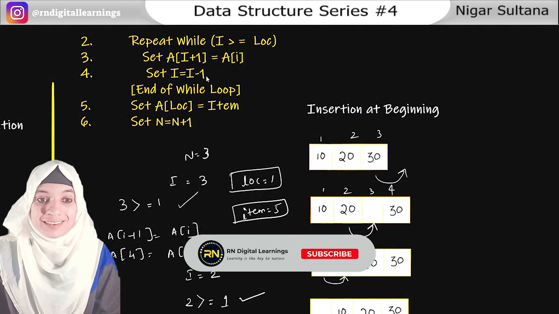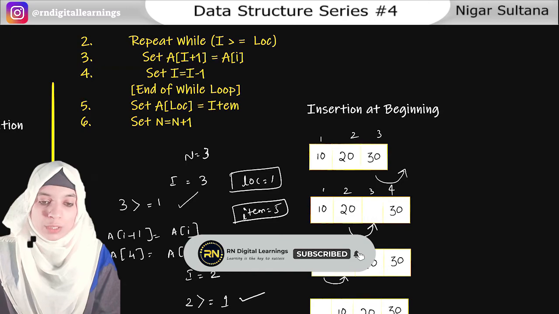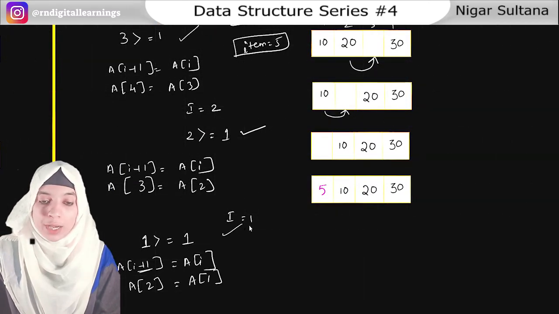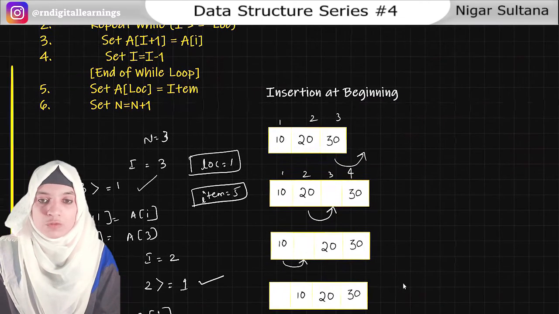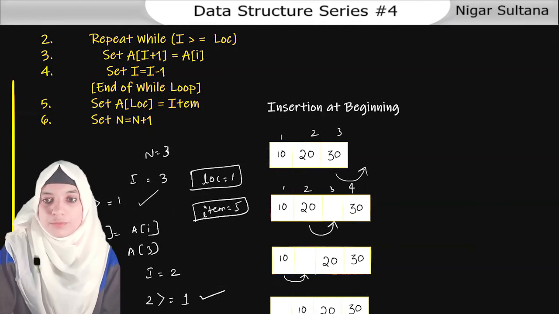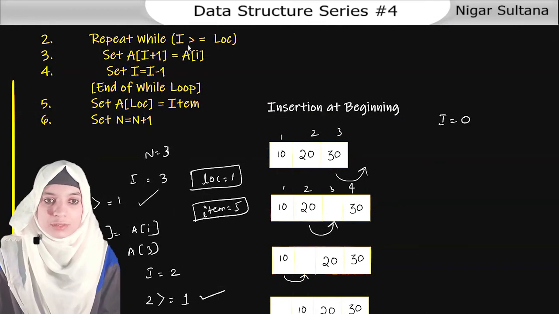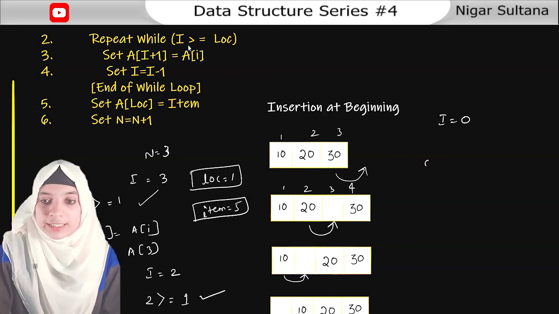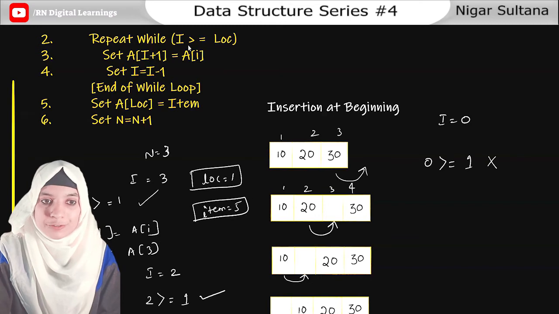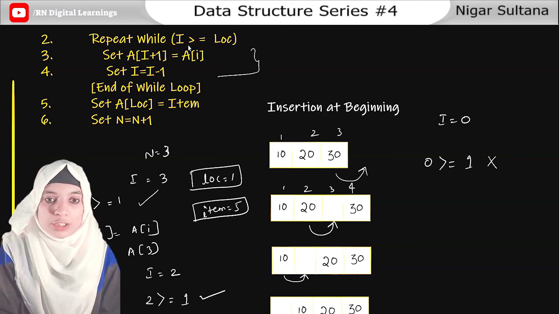Next, what is my next step? I need to decrement the value of I. So my I value was 1. Now I value will be 0. Now let's check the while loop condition. Is 0 greater than or equal to 1? No, this is false. If this is false, don't execute these two statements. Come up with the next statement.